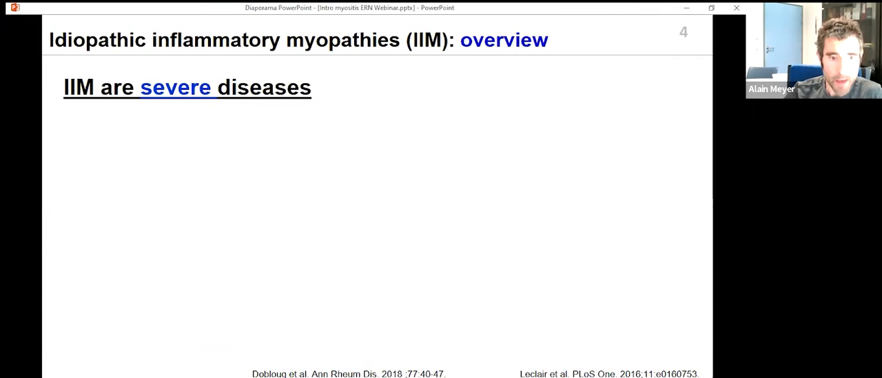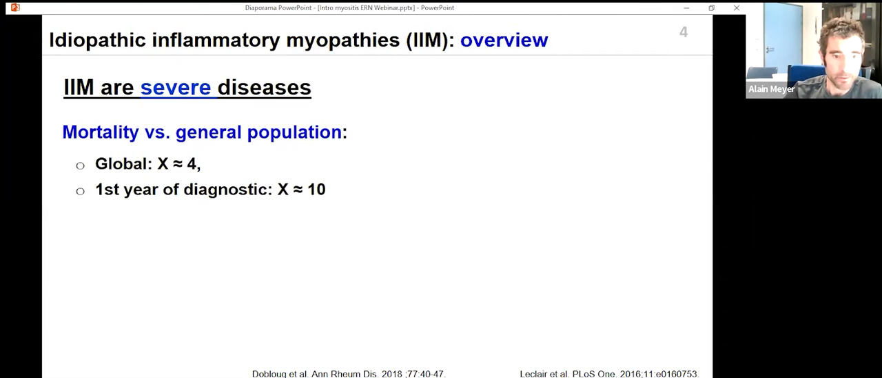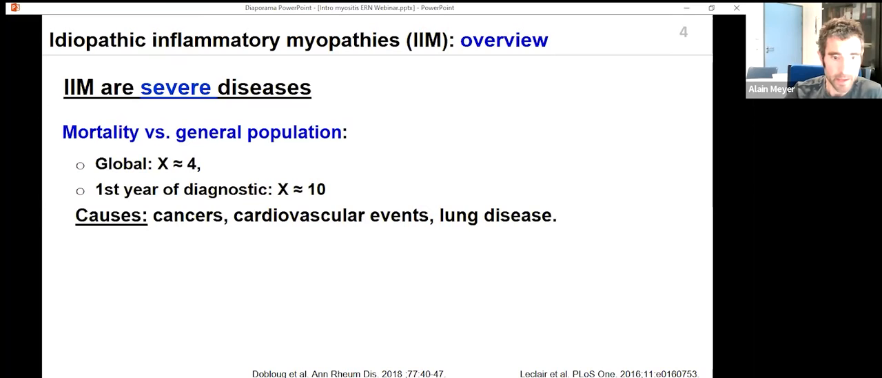Are inflammatory myopathies severe diseases? Yes, they are. Mortality compared to the general population is globally fourfold increased, and during the first year of the diagnosis, mortality is even increased by a factor of 10. The three main causes of death of inflammatory myopathies patients are cancer, cardiovascular events, and lung disease. And this indicates that inflammatory myopathy should be promptly diagnosed and rapidly managed, especially for these three complications of the disease.